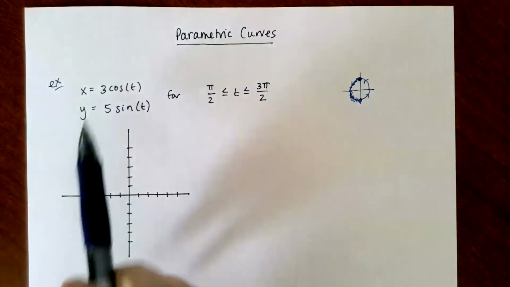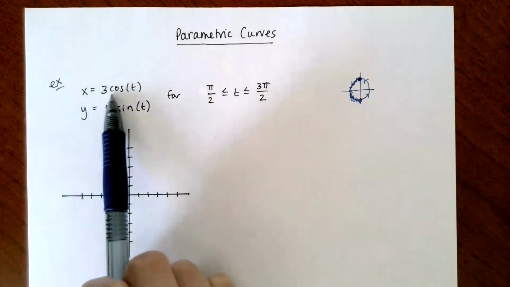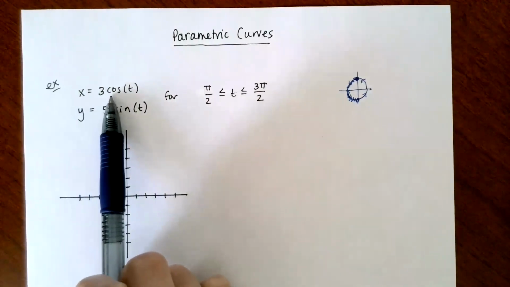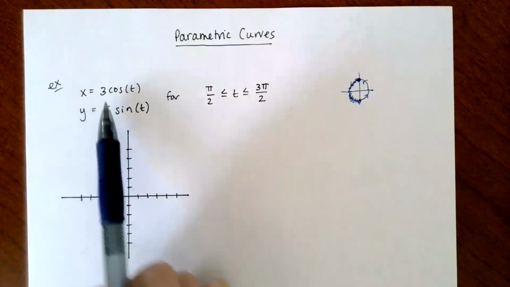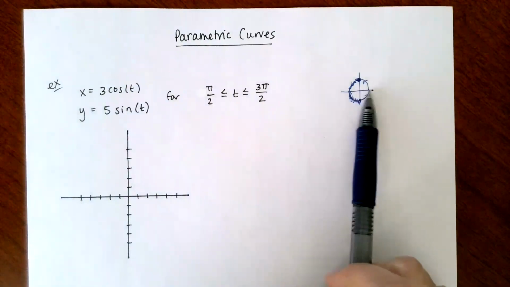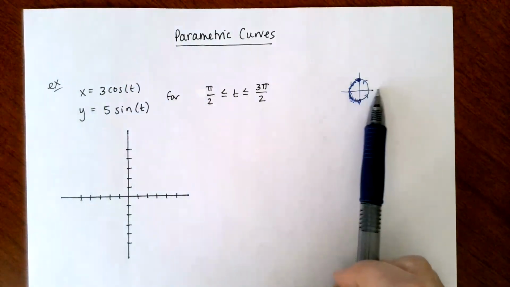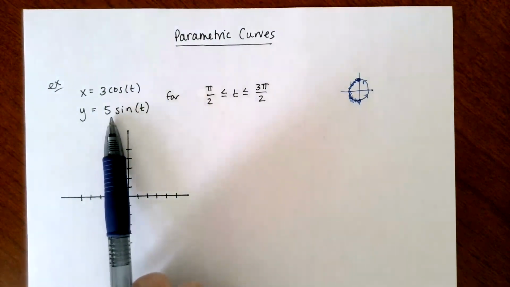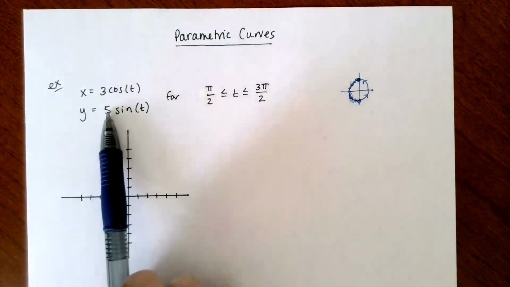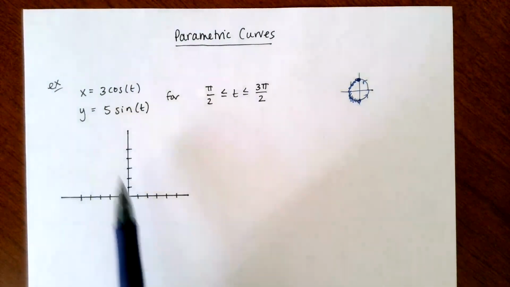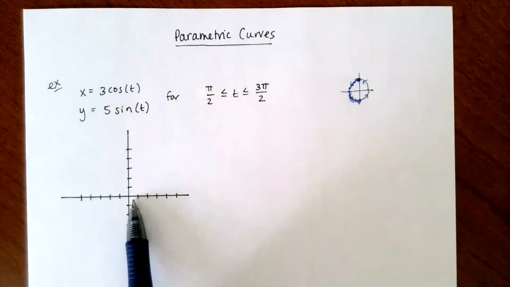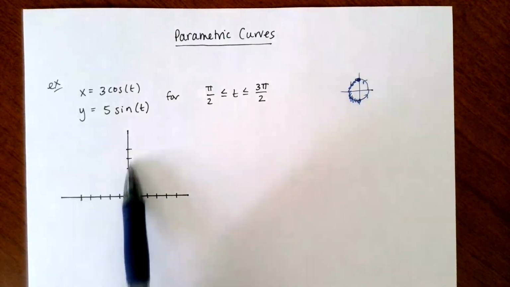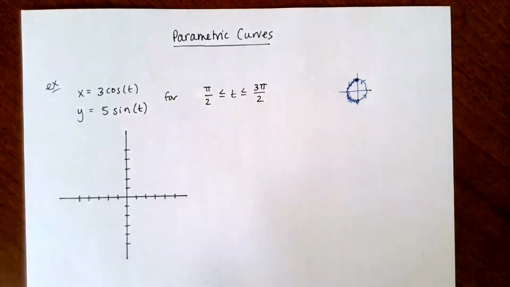Now, having the times 3 in the x equation just stretches out the x values. So instead of your x values going from -1 to 1, we're going to stretch from -3 to 3. And then something similar happens for the y's. Because we have this times 5 here, our y values, instead of coming out -1 to 1 vertically, we're going to stretch -5 to 5. That already gives us a really good sense of what we're about to sketch.